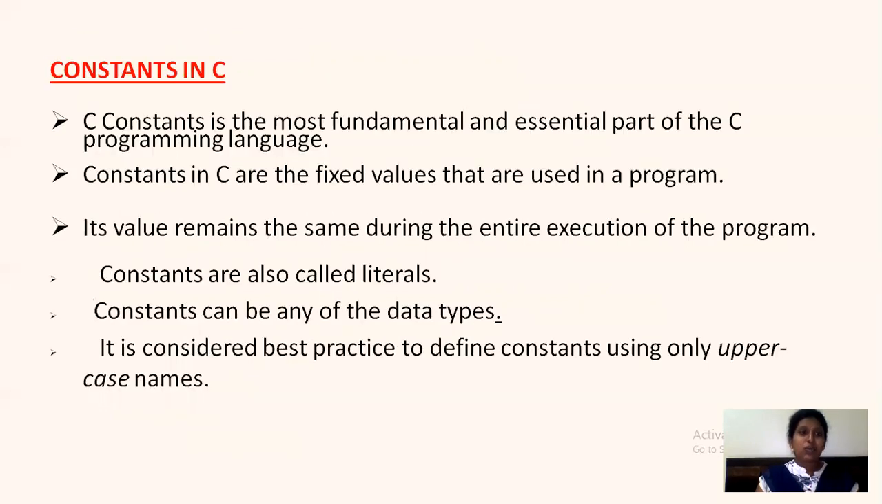Next comes constants in C. After variables, you should know about the constants in C. C constants are the most fundamental and essential part of the C programming language. Constants in C are the fixed values that are used in a program. Its values remain the same during the entire execution of the program. Constants are also called literals. Constants can be of any data type. It is considered best practice to define constants using only uppercase names.